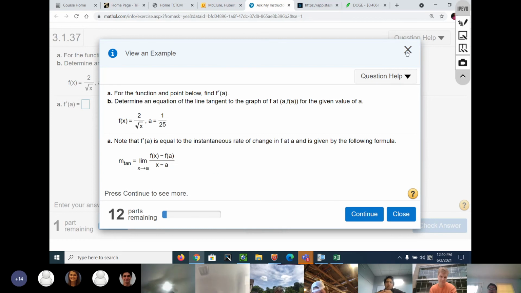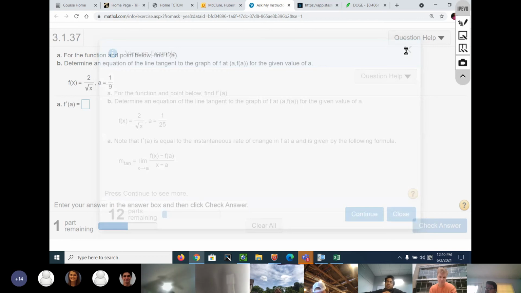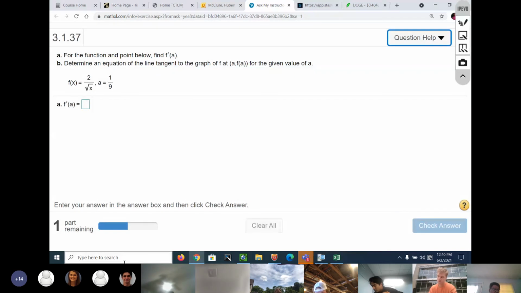Okay, let's go ahead and do this one. So we've got f of x. I'm going to put that in blue brackets, and I'm going to put the f of a in orange brackets. And the bottom is going to be magenta. So f of x is right there, so you just write that in blue. That would be 2 over square root of x.